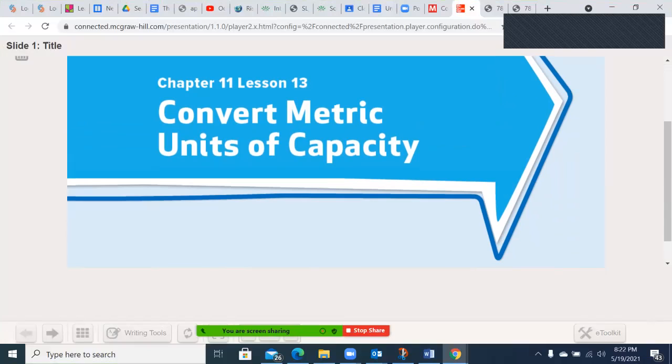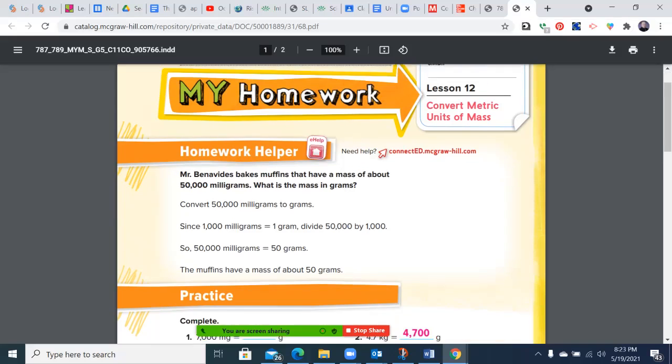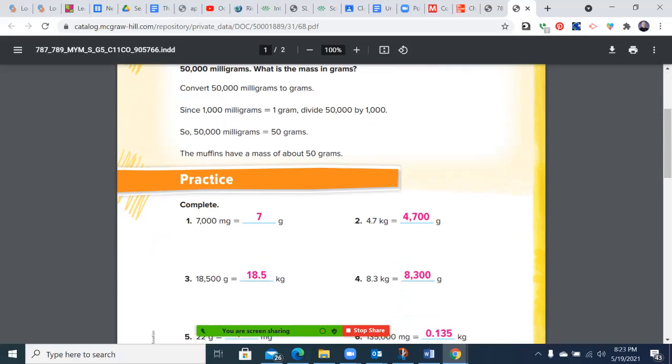Today's episode, Chapter 11, Lesson 13, Convert Metric Units of Capacity. We'll begin today by looking at our previous session's work.